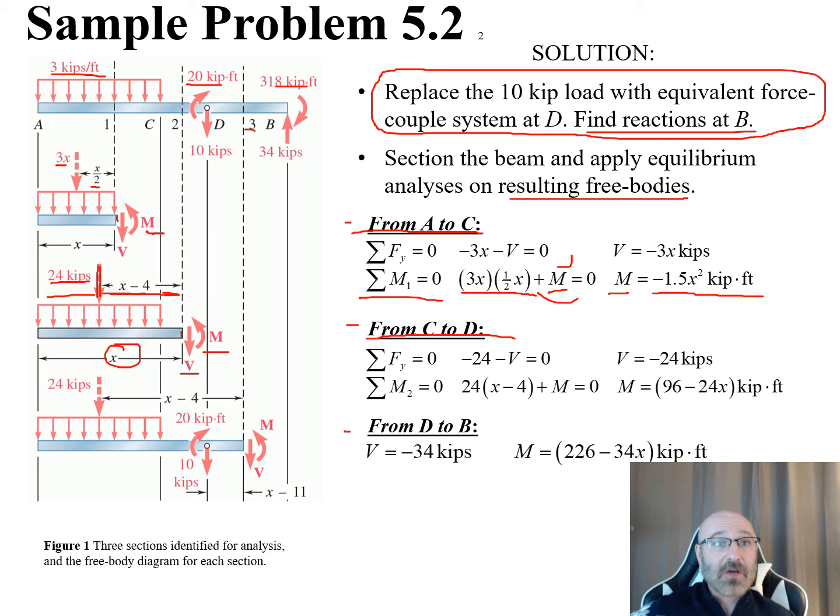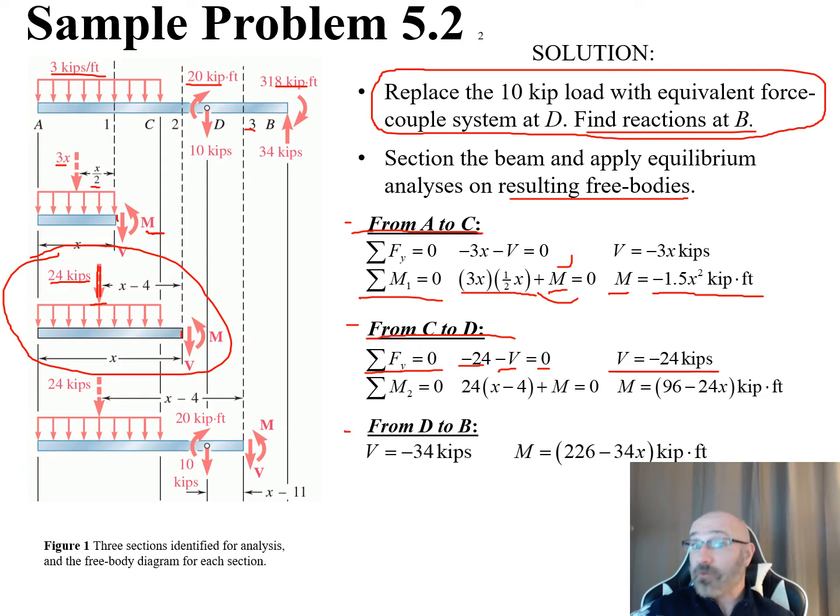So let's clear this off for a second. And if we look at this diagram here, now we can say what are our forces acting in our y direction. So summation of force in the y direction is equal to 0. Well, we have a negative 24 with our coordinate system, and we have a negative V equals 0. So negative 24 minus V is equal to 0. Move the V to the other side. V is equal to negative 24 kips.